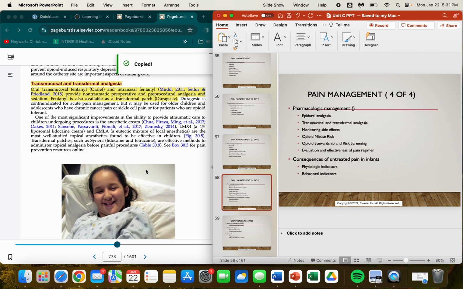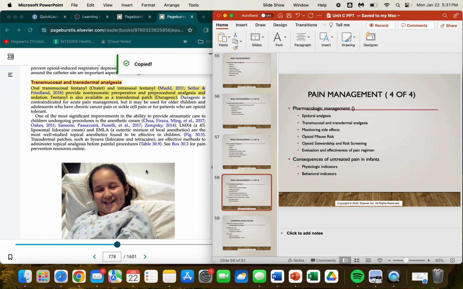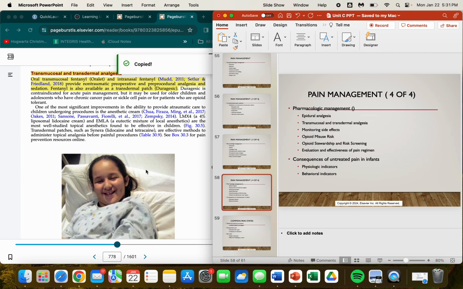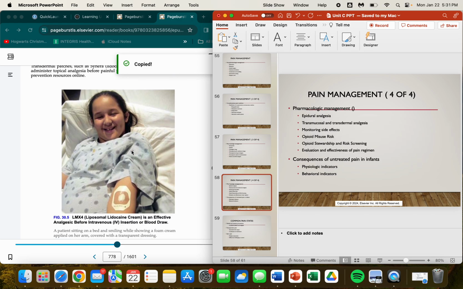Transmucosal and transdermal analgesia. Oral transmucosal fentanyl and intranasal fentanyl are also options, and can potentially provide analgesia. Fentanyl is also available as a patch for children, depending on the situation and the issue.